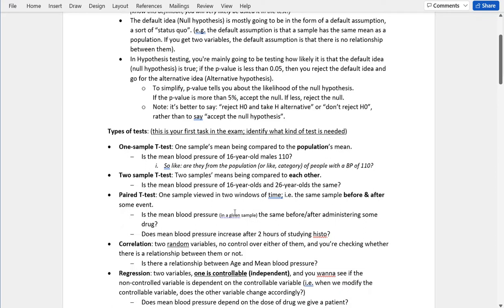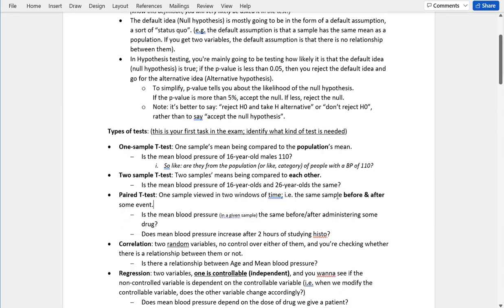One thing to mention, by the way, is that each of these tests has a sort of anchor word, one word or concept that, as soon as you see it, you know instantly what kind of test it is. For a one sample t-test, you're comparing one sample's mean to the population mean, or to some category's mean. A two sample t-test is two samples being compared to each other, like a sample of 16-year-olds and a sample of 26-year-olds. The paired t-test's key words are before and after.